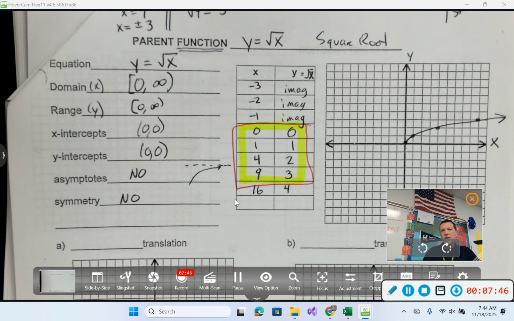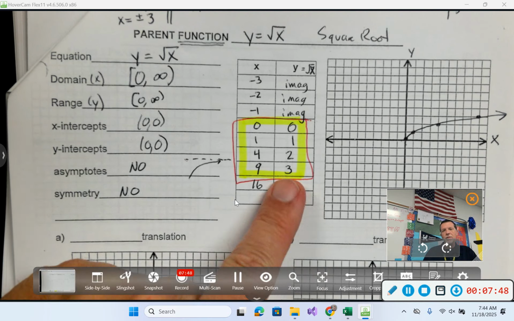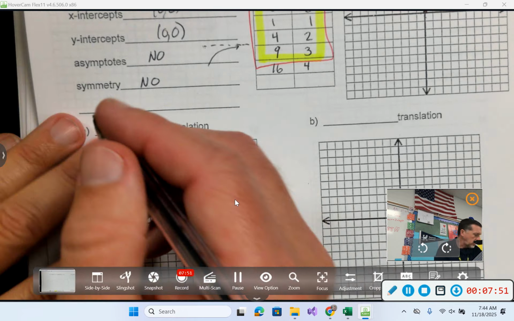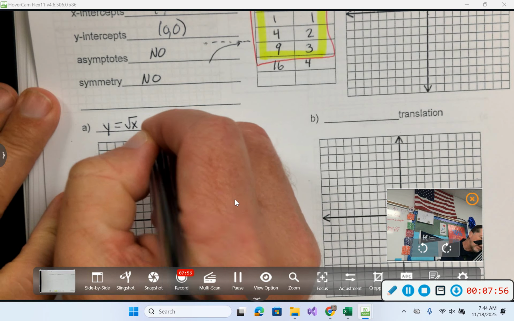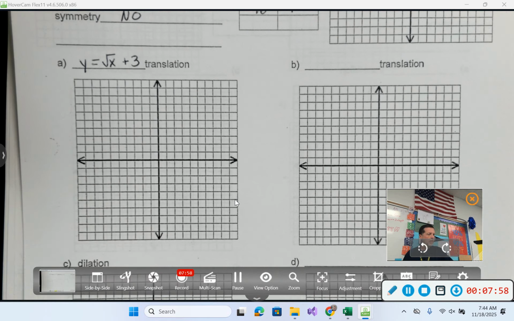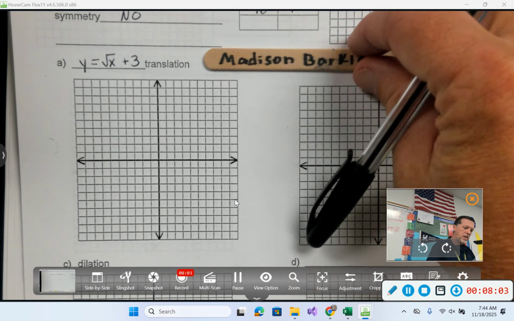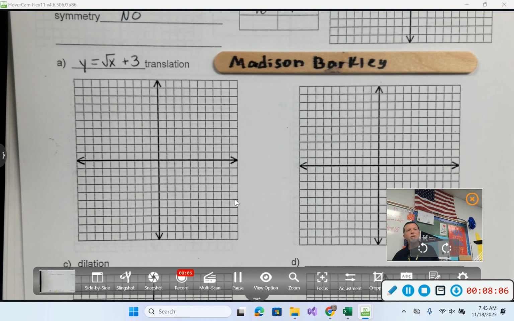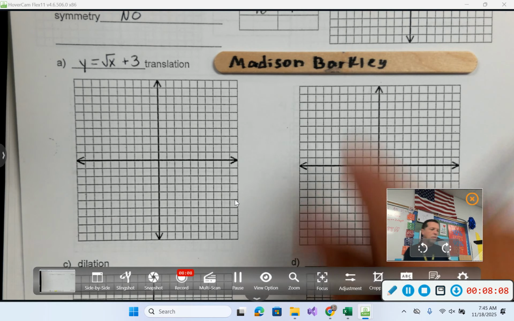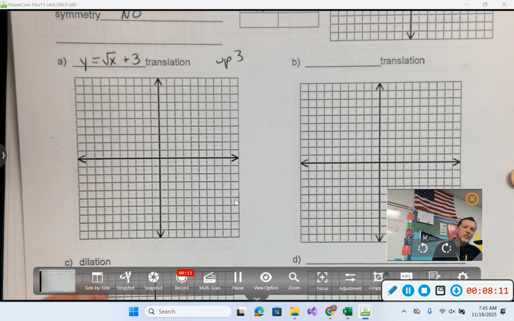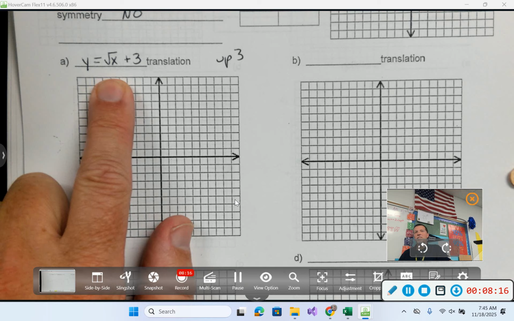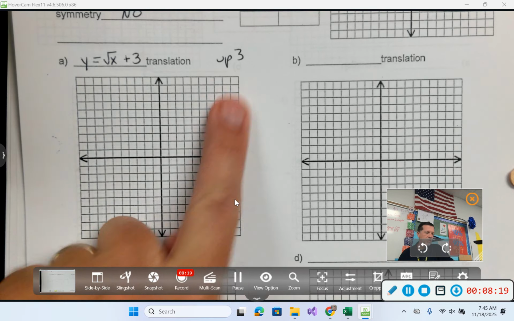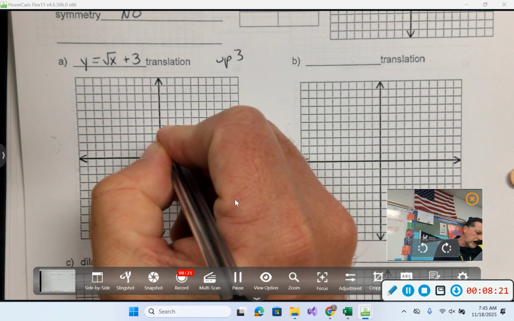Okay, so those are our key points. Sometimes you can't get to that 9, 3 point, but we'll see what happens. So let's try the square root of x plus 3. Okay, experts. Madison, what's that plus 3? What has that done to our graph? Good, moves it up 3. All the translation rules are still the same. So we've changed functions, but we haven't changed rules on how we move the function. So we'll go up 3. That'll be our new starting point.